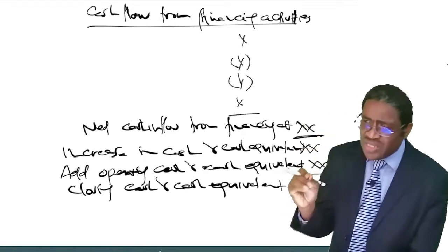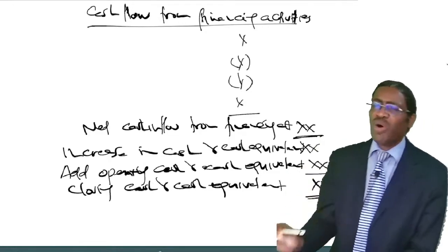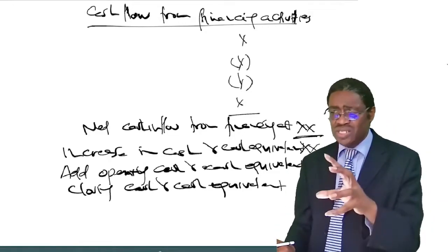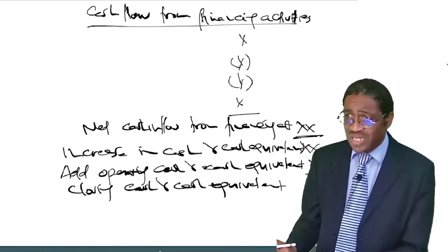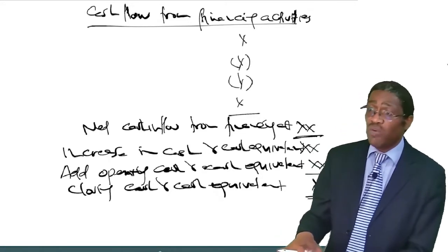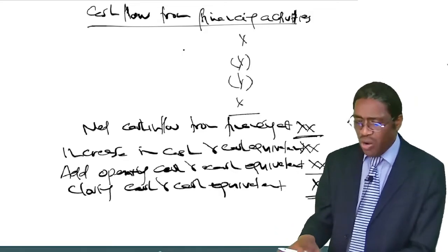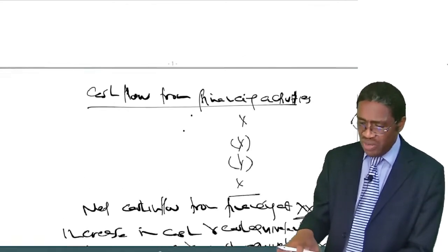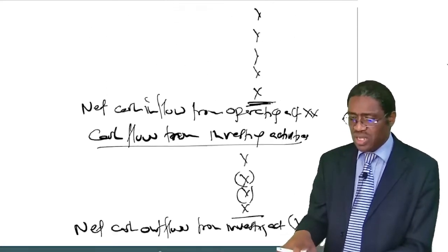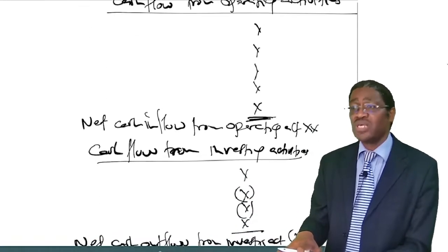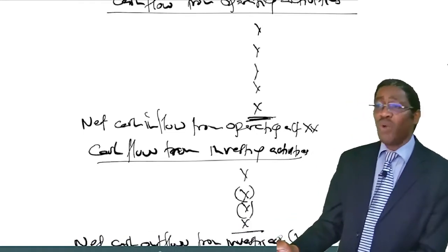Now, having said that, let's remind ourselves how you used to determine the cash flows from each of the three categories. How are you determining the cash flows from each of those three categories now?